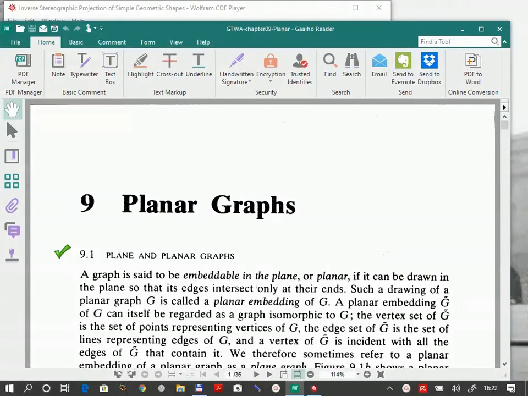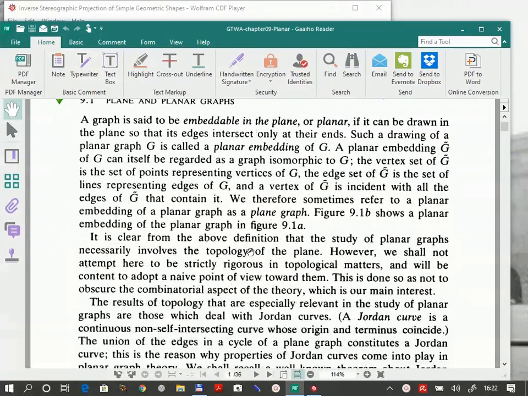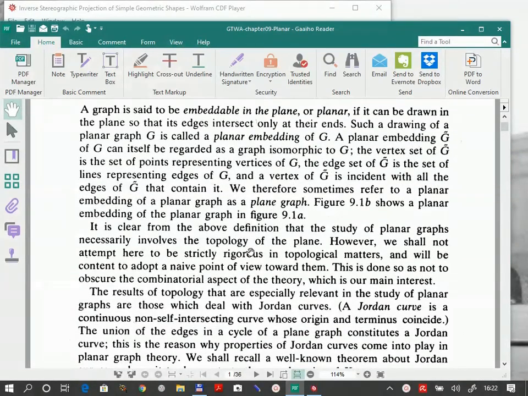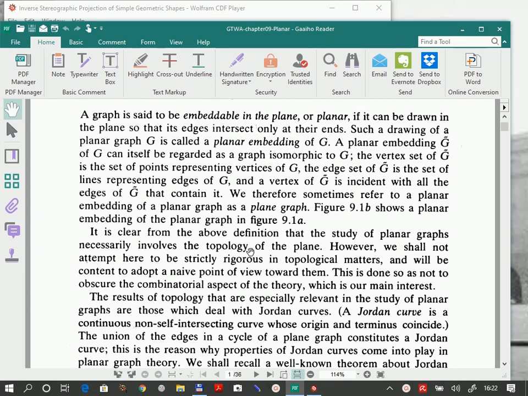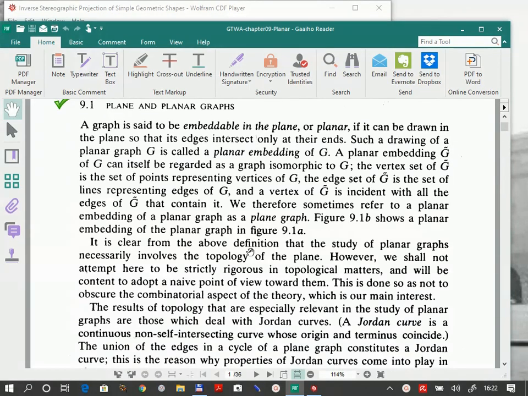So, what can we say about them? Can we find a rule for a graph to be planar or not? There are quite a lot of interesting things to say about this idea of embedding into the plane. So, a graph is said to be embeddable in the plane or planar if it can be drawn in the plane so that its edges intersect only at their ends. Such a drawing is called a planar embedding of G.